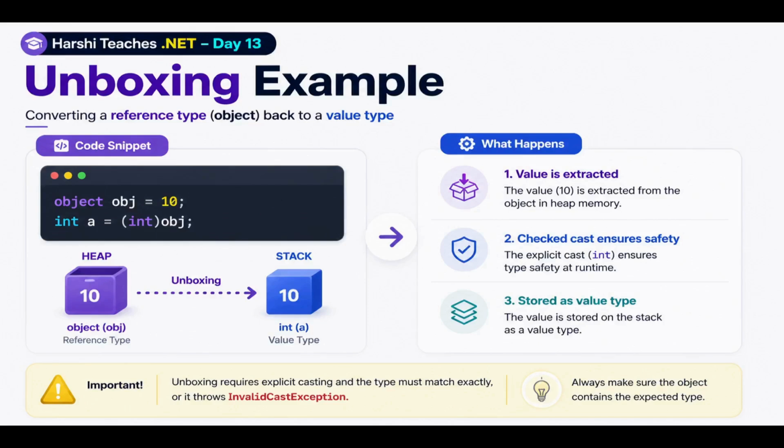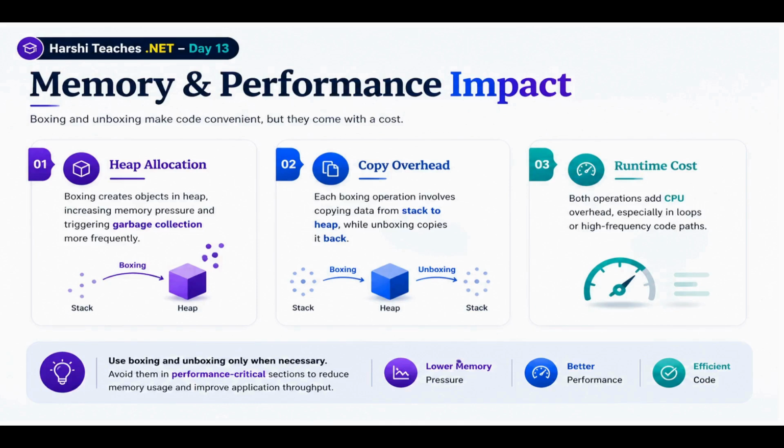Alright, now let's talk about something very important. Till now, boxing and unboxing look simple, right? But here is the reality. They come with a cost. Let's understand what the cost is. First is memory usage. Whenever boxing happens, .NET creates a new object in the heap. That means extra memory is used. And not just that, more objects in the heap means more work for the garbage collector. So over time, this can increase memory pressure.